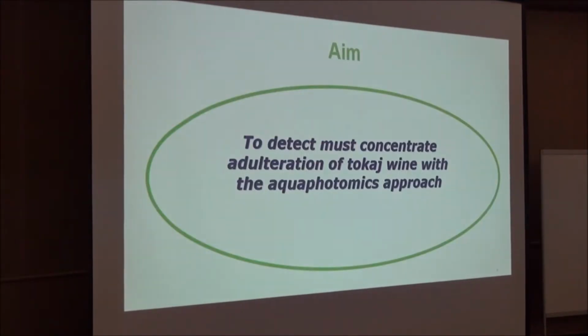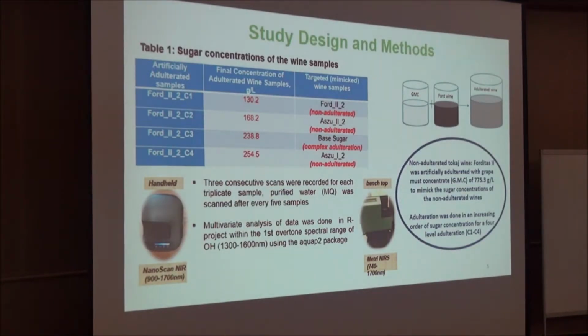So the whole idea was to artificially adulterate Tokai wine up to 4 levels of adulteration based on the sugar concentration of non-adulterated wine. So basically, what I'm trying to say is that we use the sugar contents of these wines as a marker. Now, we prepared 3 repeats of each of the adulteration levels, and each repeat was scanned 3 times, 3 consecutive scans, using MilliQ as a reference.